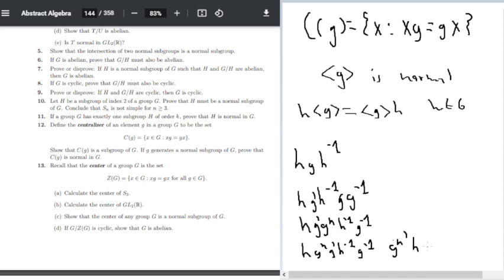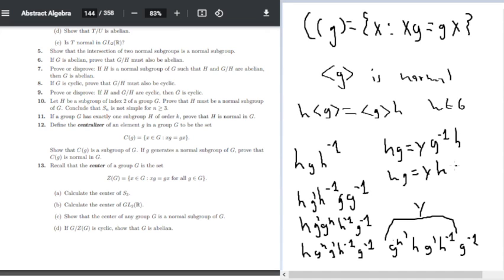Notice that these are a string of equalities, so we get that HG is equal to all this stuff. Let's just call this stuff Y, equal to Y G to negative 1 H, which gets us that HG equals Y H G to, let's call it K. And now we have that both of these H's cancel out, so removing a lot of this extra work.